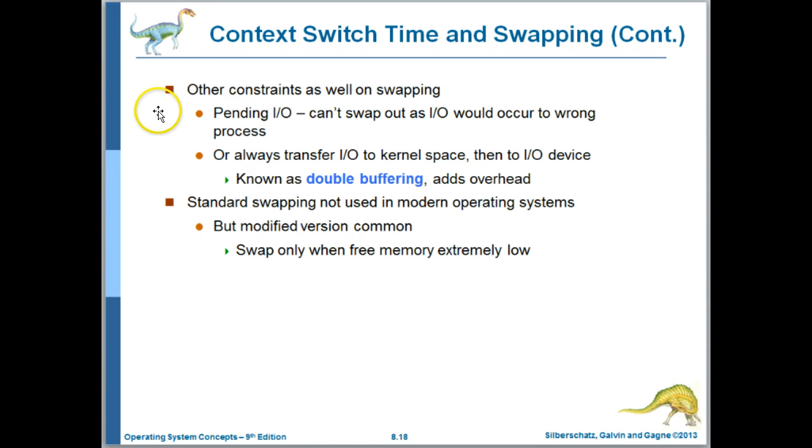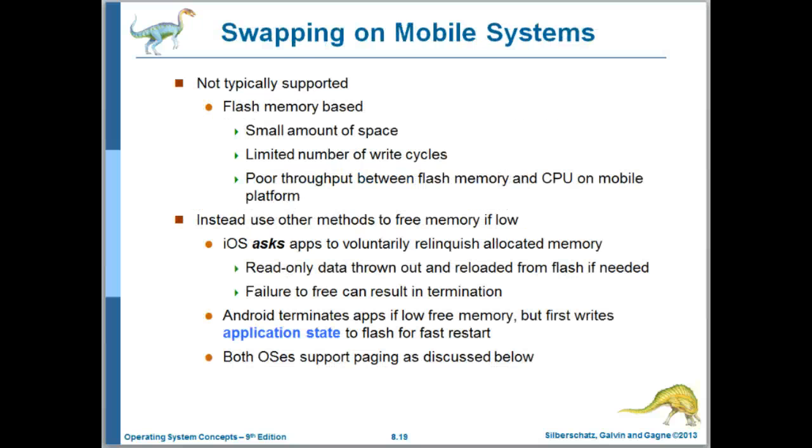And again, we have a complication of what to do when there's pending I/O, and given the costs, and remember the swapper is the medium-term CPU scheduler. We will only swap when free memory is extremely low. Interestingly, for various reasons, swapping is typically not supported either in iOS or Android.